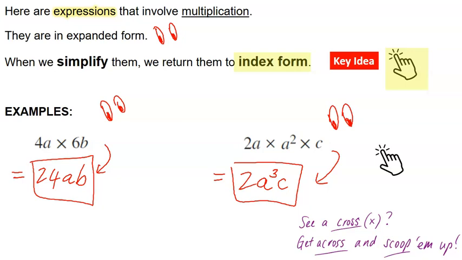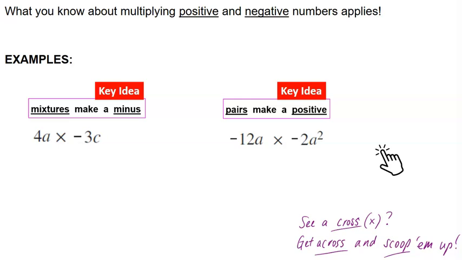There's one more key idea for this type, and it's this one. When we multiply integers, mixtures make a minus. So the simplest form of 4 times -3 is -12. And with the index finger, I have 1A, 1C. I'm finished because there's one term.